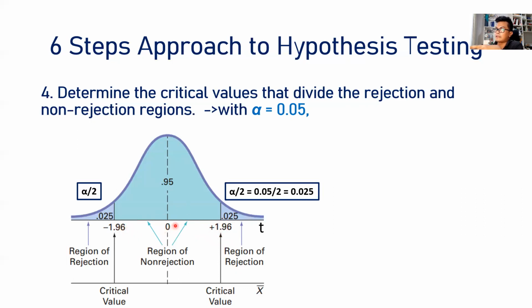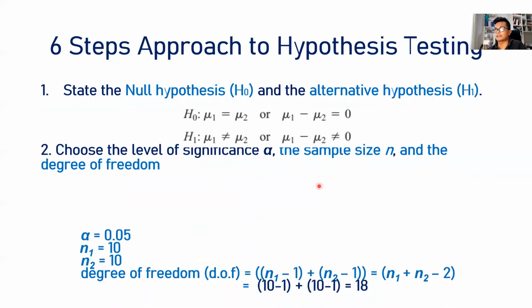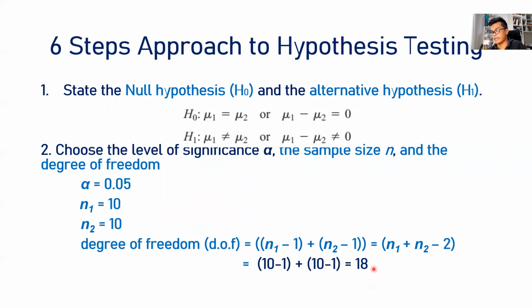And then how to determine the t value. In determining the critical value, we use the t table, and there are two parameters that we require. First is the degrees of freedom, and the second one is the level of significance. The degrees of freedom we have calculated in the second step. So the degrees of freedom is equal to 18.